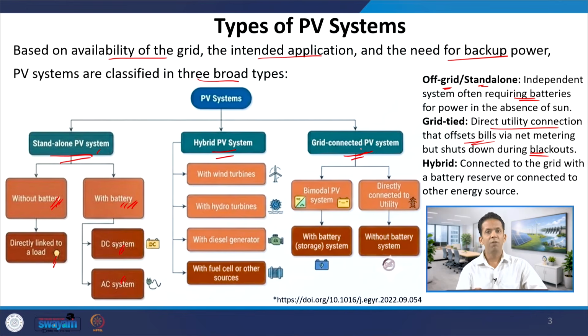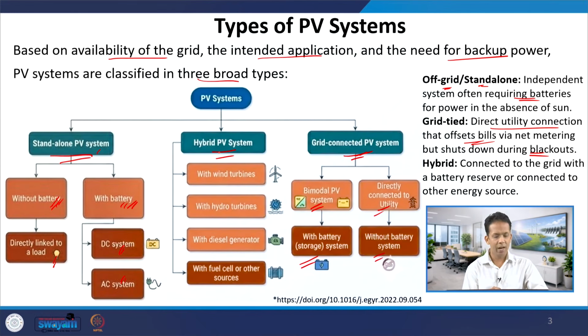So grid connected PV systems are of two types. One is bimodal PV system, where we combine the benefits of both standalone and grid connected PV system, because in this case, even though they are connected to the grid, we will have a separate storage system, that is a separate battery system to supply power when grid shuts down. And the ones which are directly connected to utility or grid will typically be without battery system. So if grid fails, the PV system also fails.